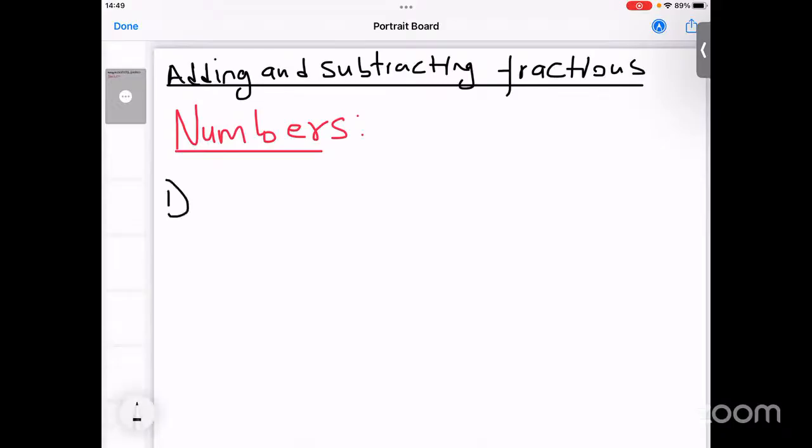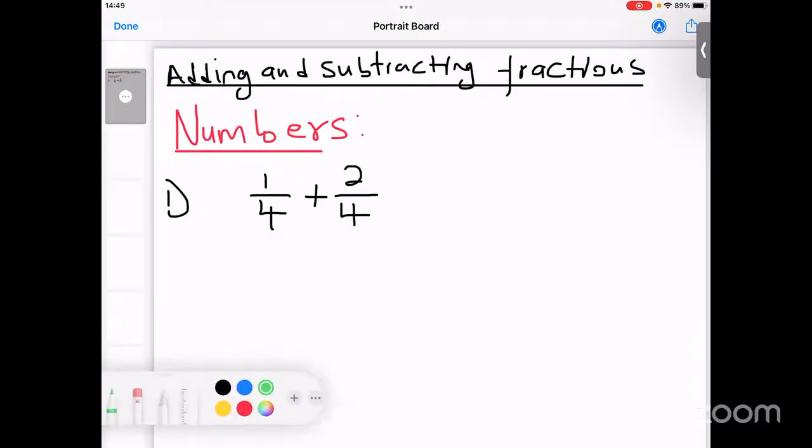So maybe number one, let's say you are given 1/4 that is being added to 2/4. I'm going to teach you a method which is applicable to all types of fractions where you are either adding or subtracting. So the first thing that you should look at is your denominators.